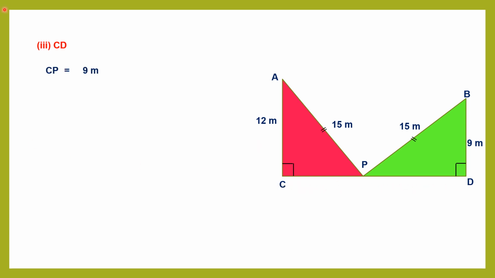So let's begin. CP, which we found out to be 9 meters. PD we found out to be 12 meters. So let's write it down here. So CP is given as 9 meters. Then PD is 12 meters. So now we will be able to find the length of CD. Okay, now how do we do that? By adding CP and PD. So let's add it up. CP is 9 meters and PD is 12 meters. Let's add this up. 9 plus 12 is 21. So 21 meters.